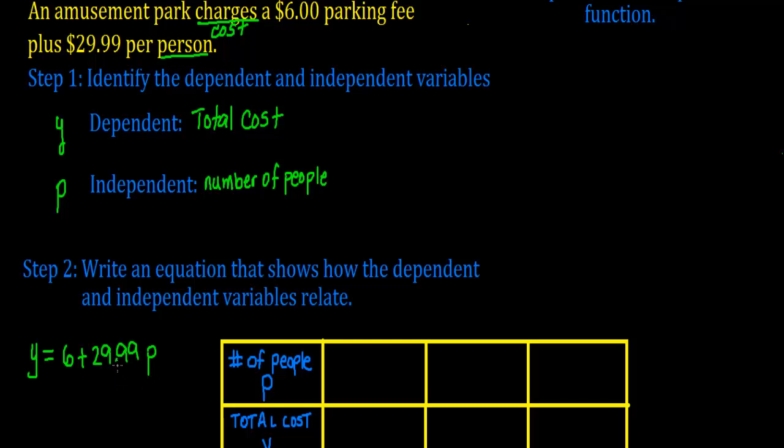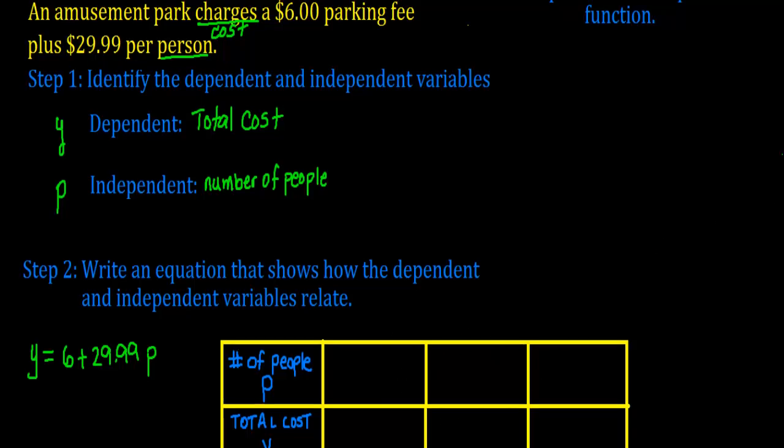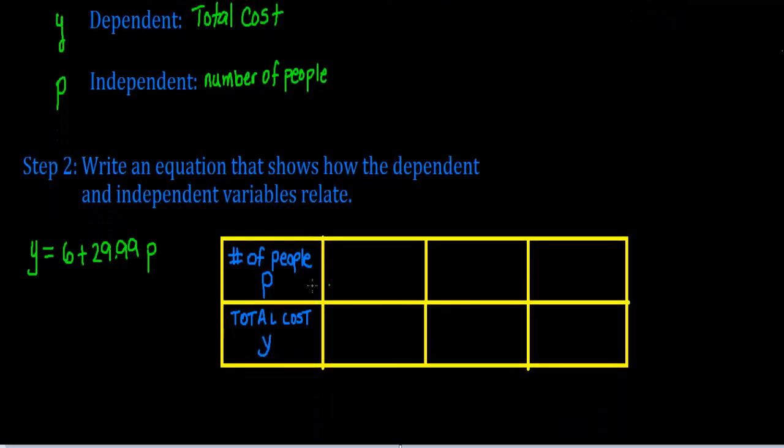If this is too hard for you to do, then I advise you to create a table because this will help you see where this equation comes from. So let's do the table, but this part you don't have to do. If you can do this quickly, you don't have to do this part of the table. So here we go. I have the number of people, p, and I have the total cost, y. This would usually be your x and your y, but we're using p for people.